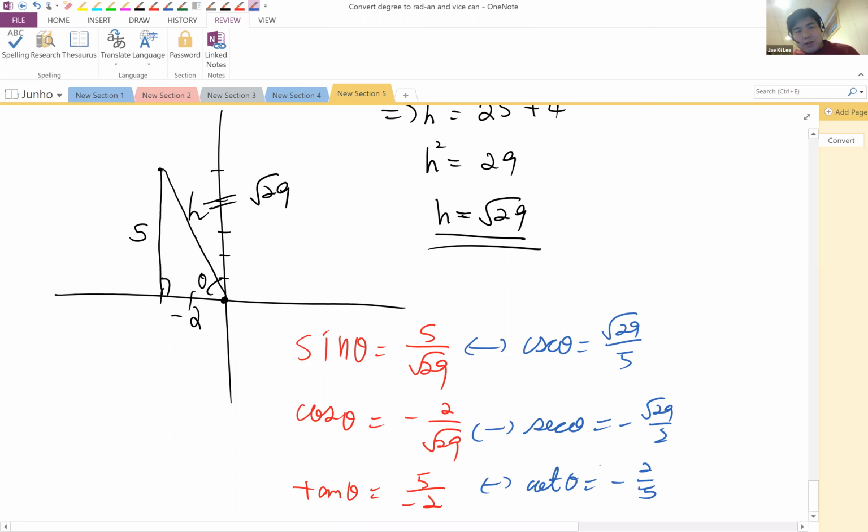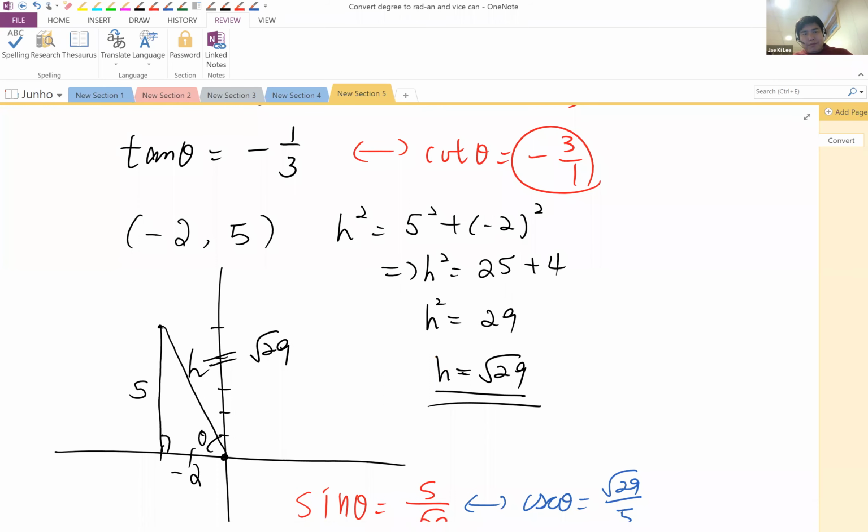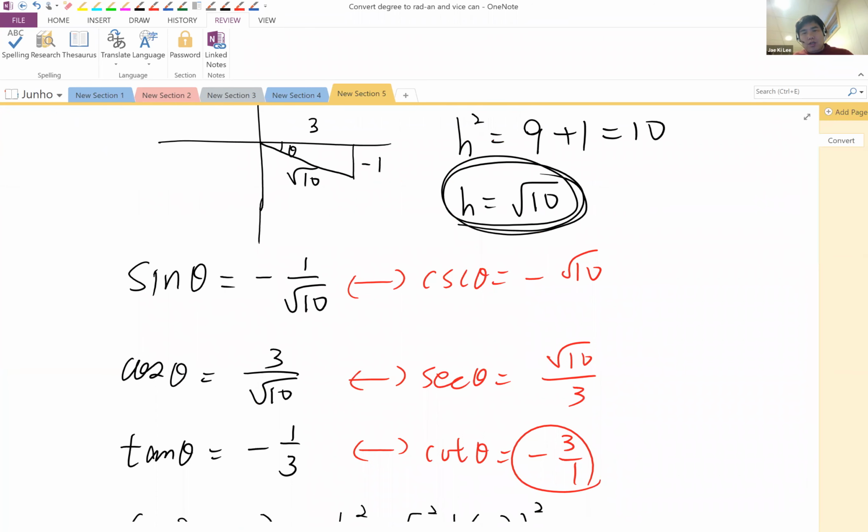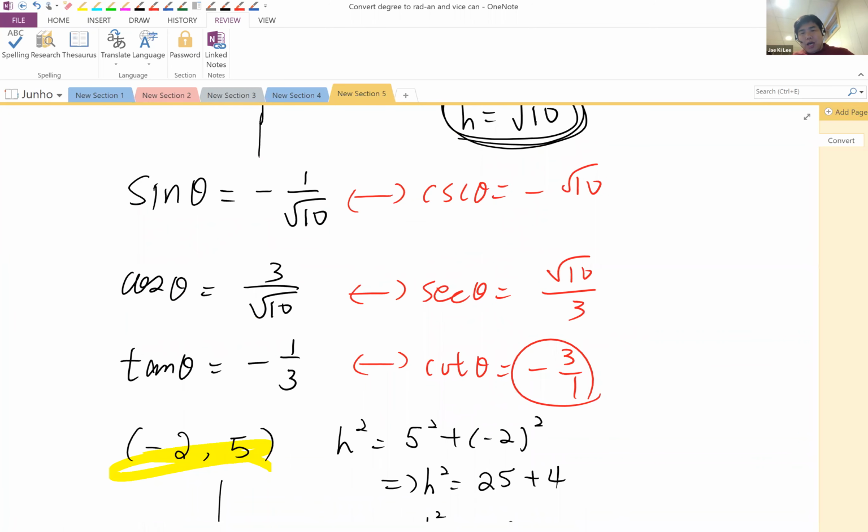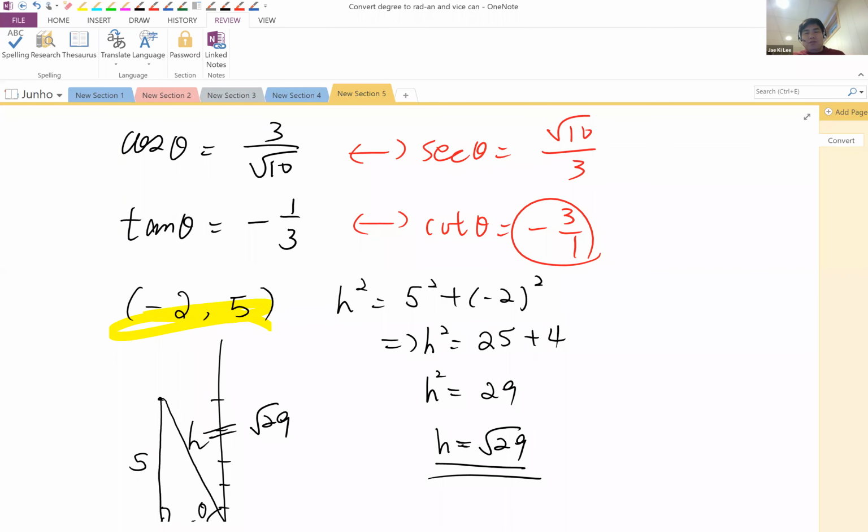Okay? So sometimes we give you an ordered pair like this, or sometimes we just give you one of the trigonometric function values. Then you should know how to find the other trigonometric function values using the given information. I'm sure this type of question will be on the final, so you should understand clearly.